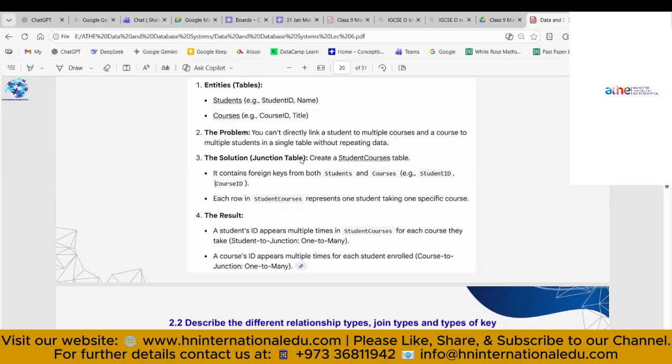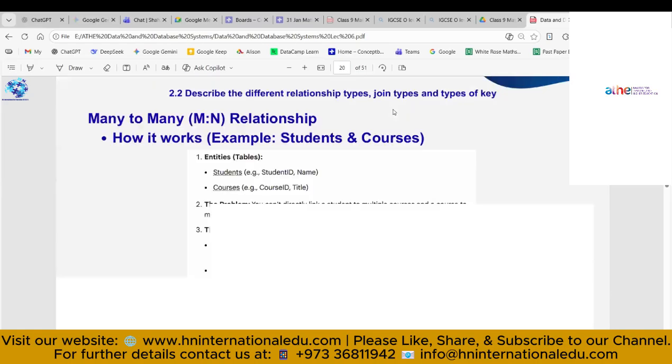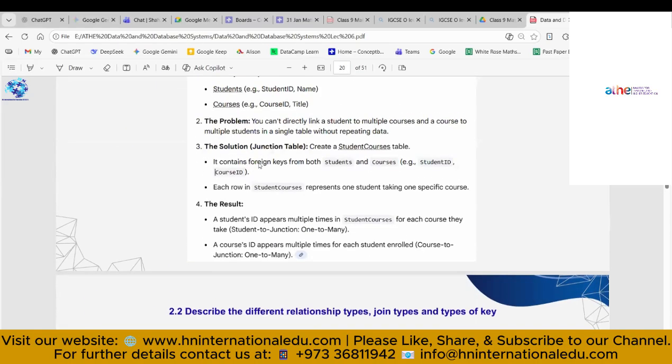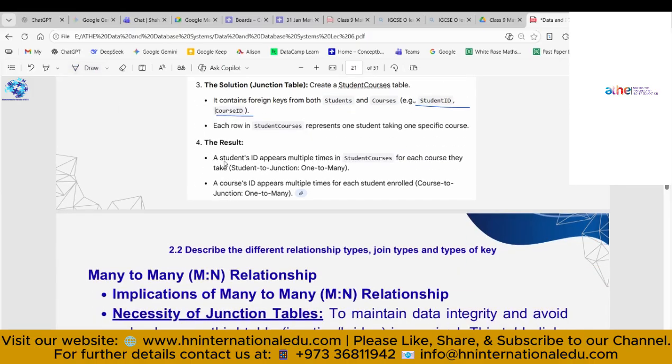The solution is the junction table. Create a student courses table, or student_course table, like in this case. It contains foreign keys from both students and courses. The student ID and course ID are the primary keys of their own tables, but in the junction table they act as foreign keys. Each row in student courses represents one student taking one specific course, so that data is not repeated multiple times.